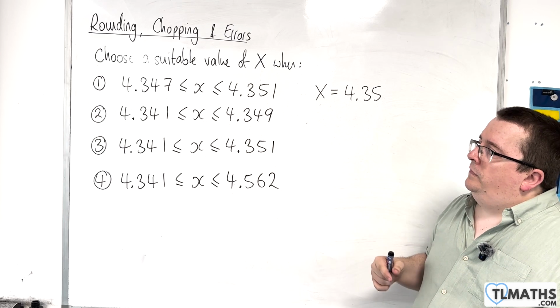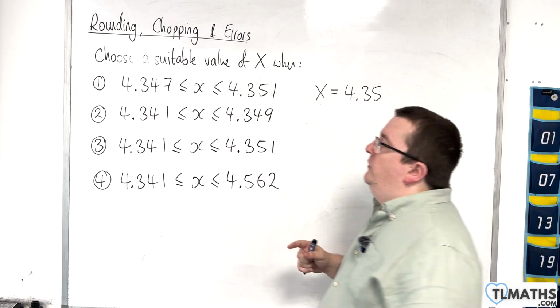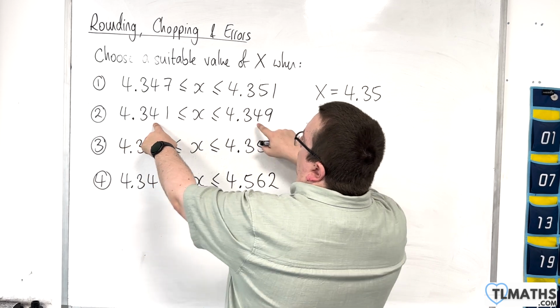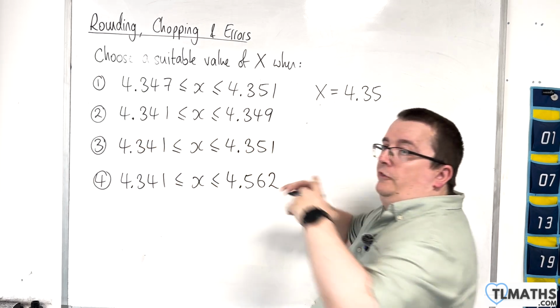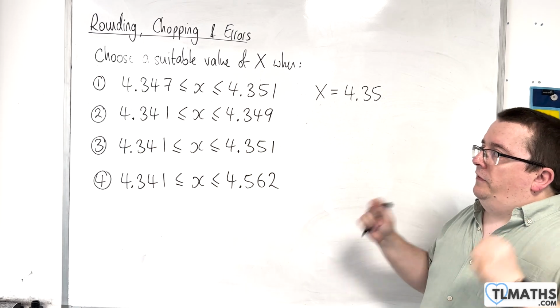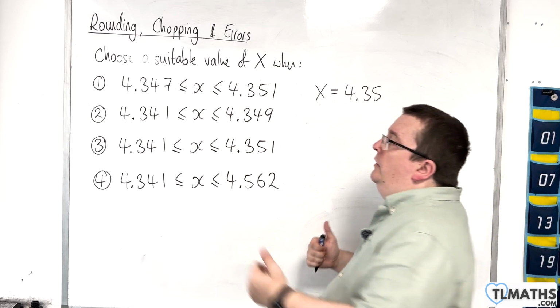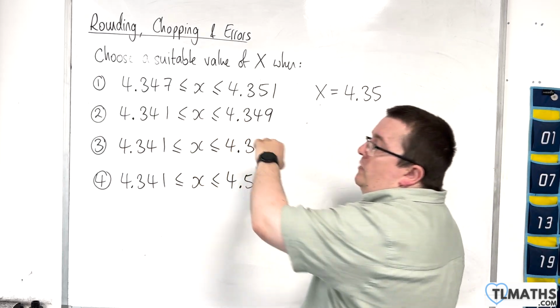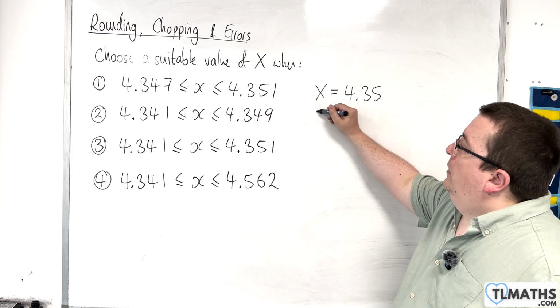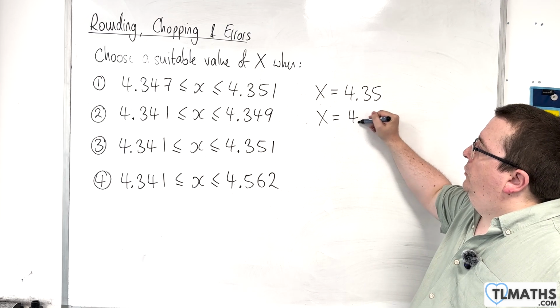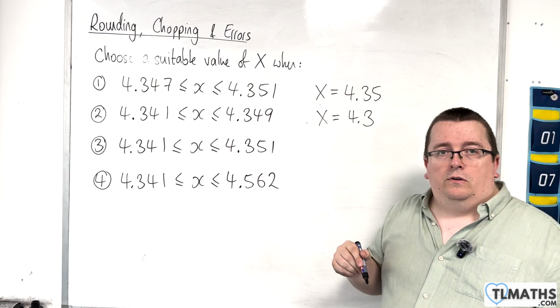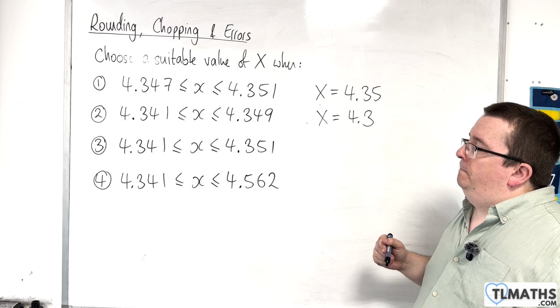How about number 2? Do they agree to 2 decimal places? Well, this would be 4.34 and this would be 4.35, so no, they don't. Do they agree to 1 decimal place? 4.3, 4.3? Yes. So x equals 4.3 would be a suitable value of x, a suitable degree of accuracy.